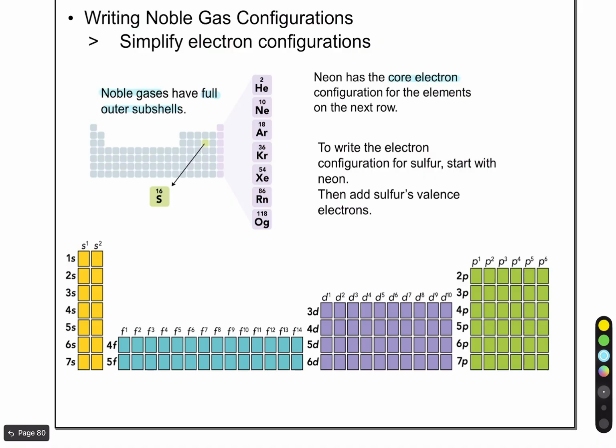So if I wanted to write the noble gas configuration for sulfur, sulfur is located in this box on the periodic table, and I'm going to actually write that with a finer font right here. Now, sulfur's normal configuration is 1s2, 2s2, 2p6, 3s2, 3p4.